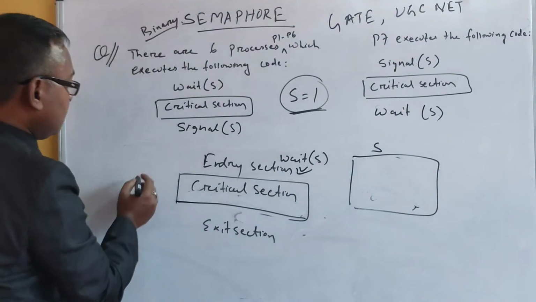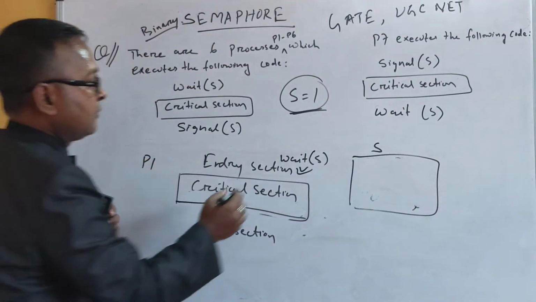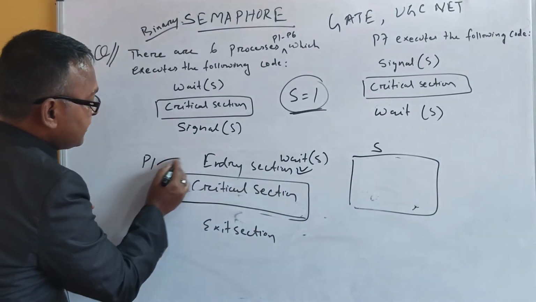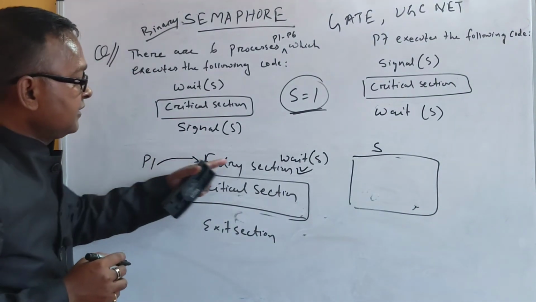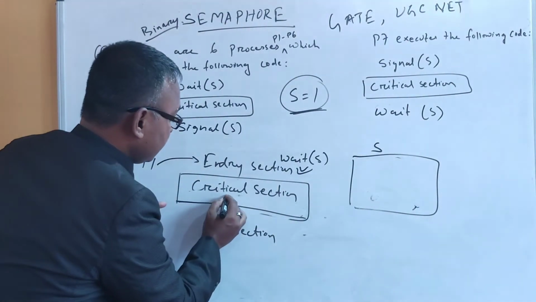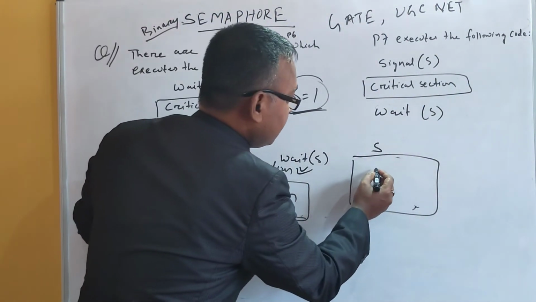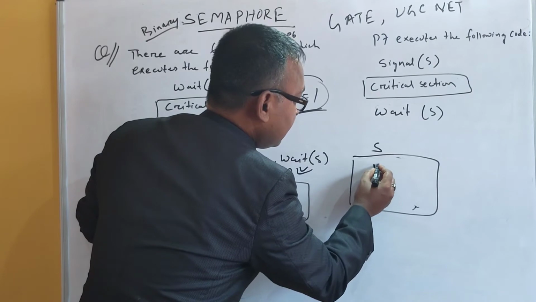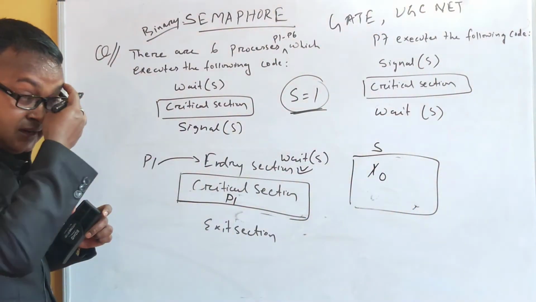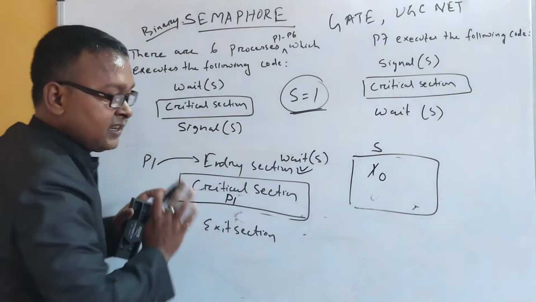So right now P1 wants to enter into the critical section. Our semaphore value is initialized to 1 only, right? So P1 wants to enter into the critical section, it will execute the entry section code, that means wait, right? So P1 enters into the critical section by decrementing the semaphore value from 1 to 0, right? So P1 is inside the critical section.